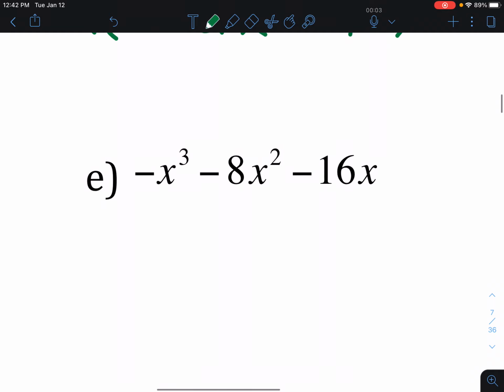Letter E. Not only is the GCF an x, it's actually a negative x. Please remember that when we have the first term being a negative, we must factor out a negative. So then carefully divide by negative x, which will change the signs of the original terms.